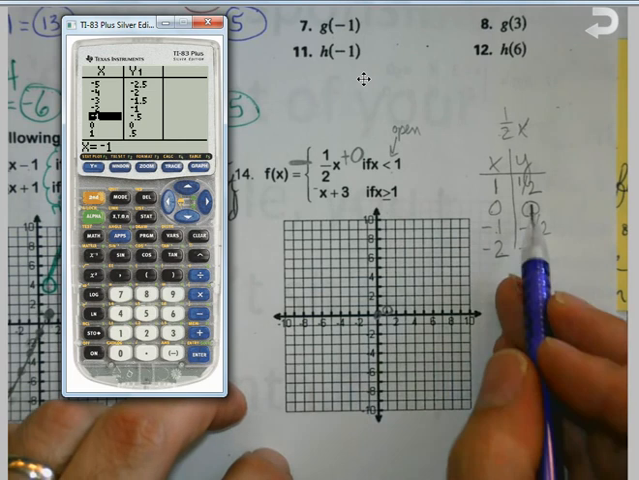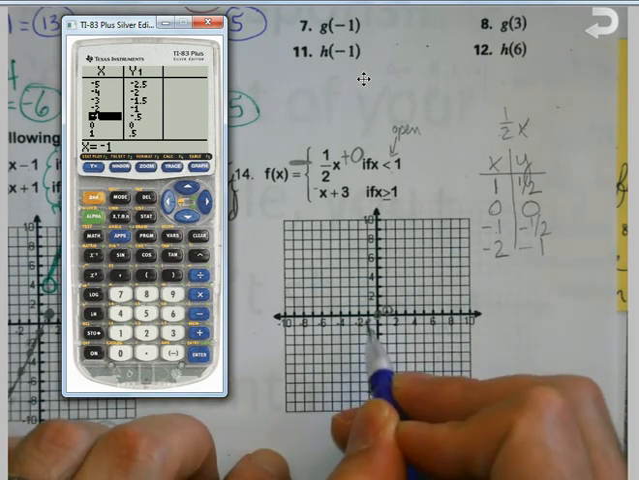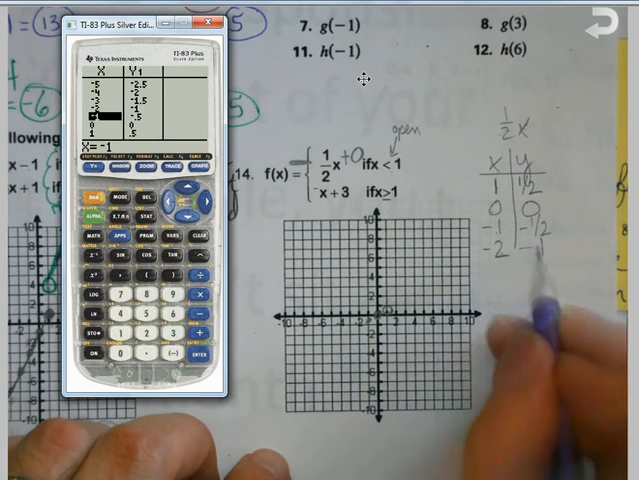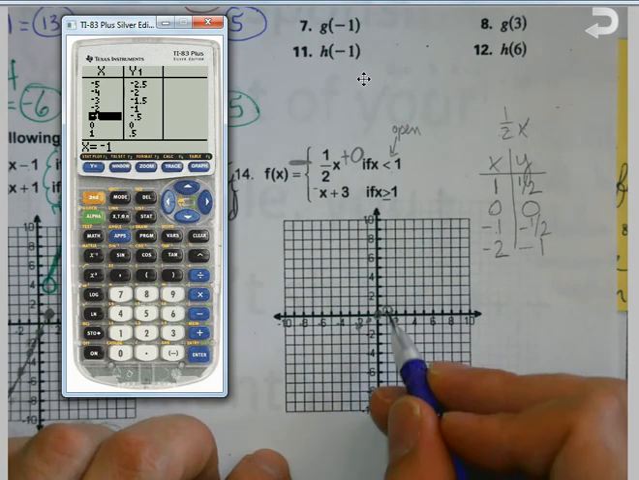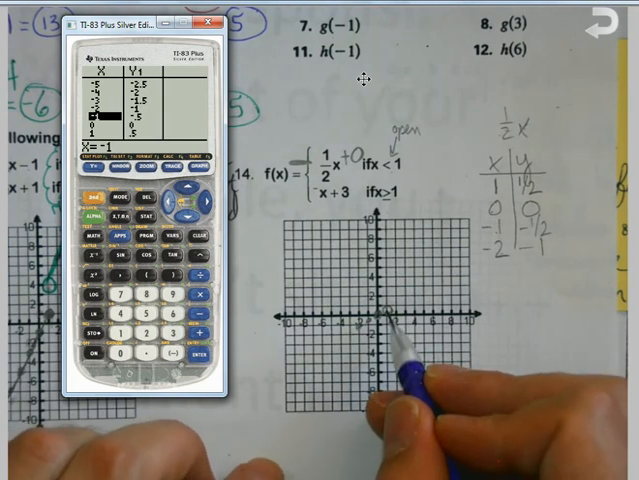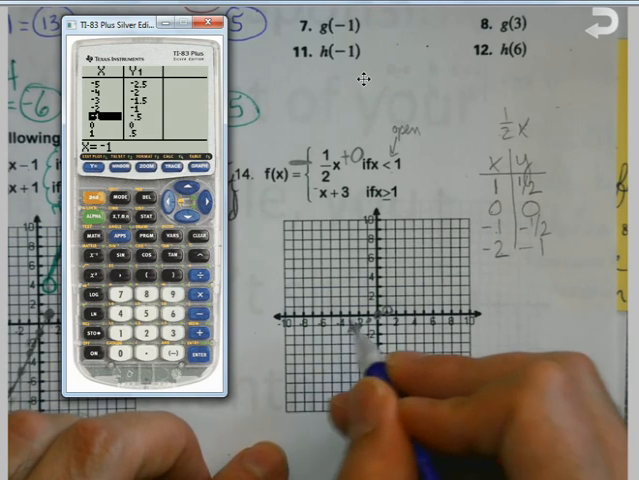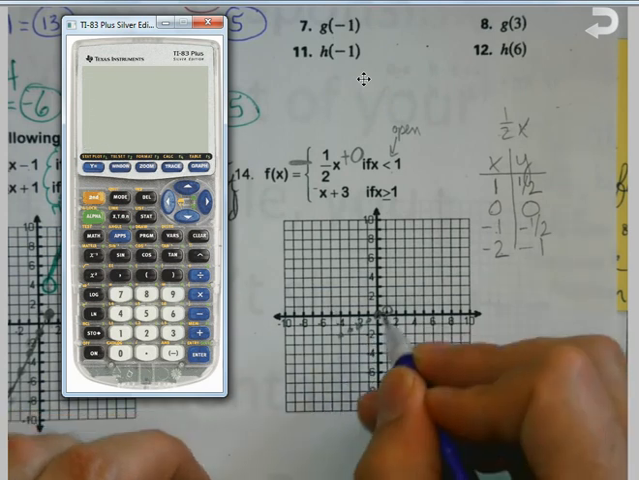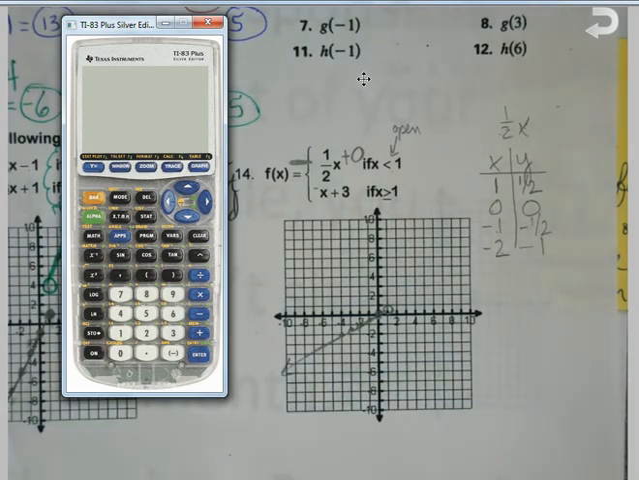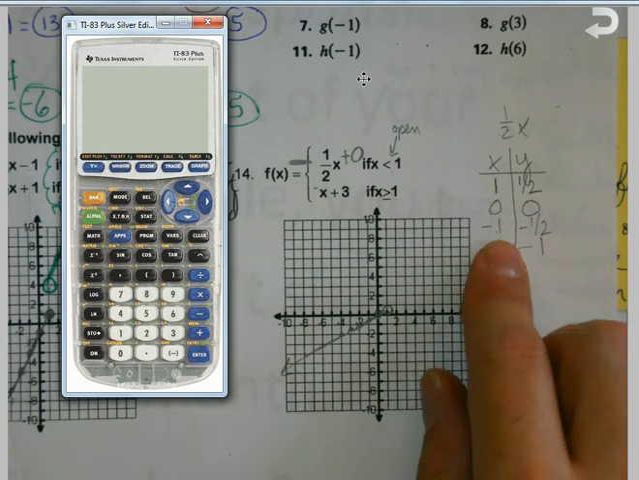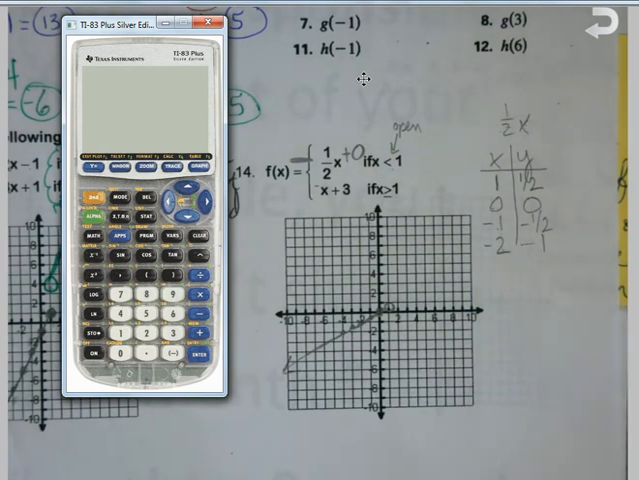0, 0, I already plotted. -1, -1/2, I'll put a little dot. -2, -1, I'll put a little dot. Once you have about 3 dots after your initial, you don't have to keep going. I mean, I can see it on my screen right now, so I'll make another couple. -4, -2, okay. And then I just connect those dots, and I don't have to do any erasing, because the only numbers I'm putting in my chart are the ones that are less than 1. I don't have to do all the other ones.